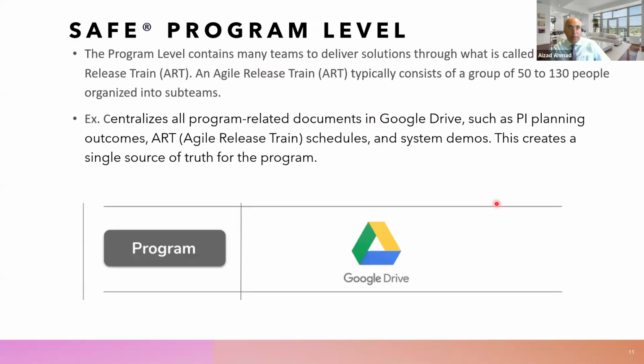The SAFe program level contains many teams to deliver solutions. This is what is called an agile release train. The agile release train consists of 50 to 130 people, organized into sub-teams. For example, it centralizes all the program-related documents in Google Drive, such as PI planning outcomes, ART schedules, and system demos. This creates a single source of truth for the program.